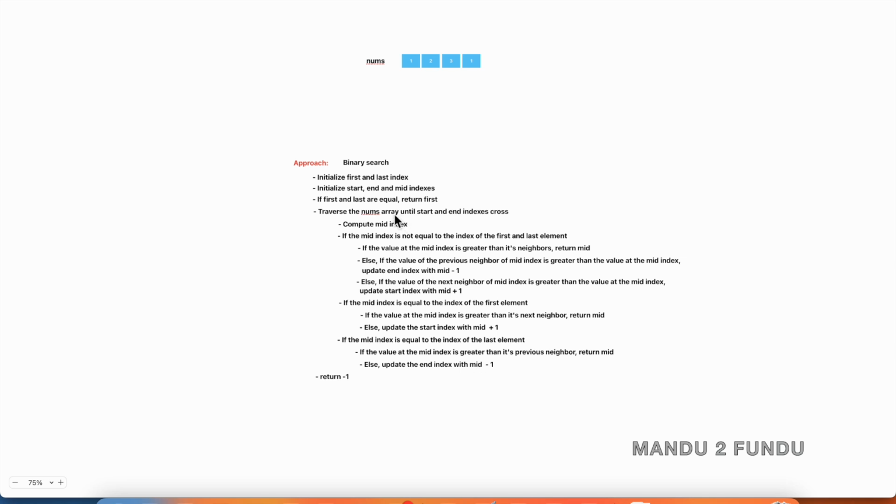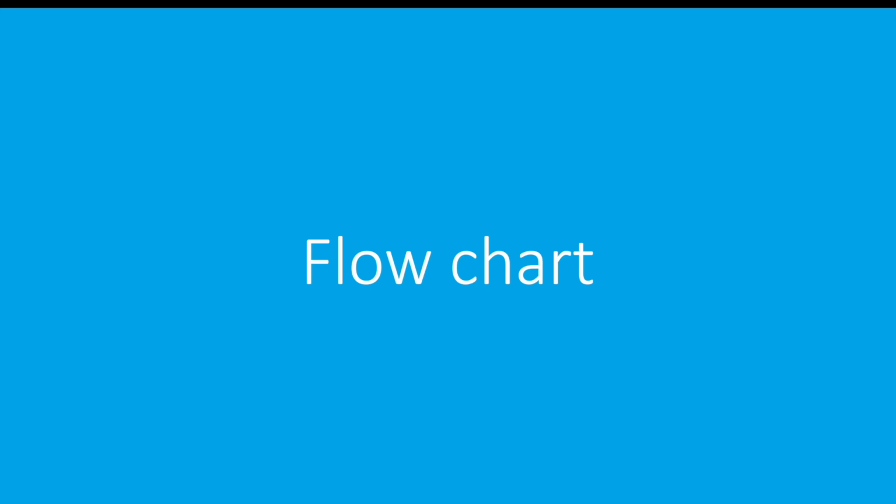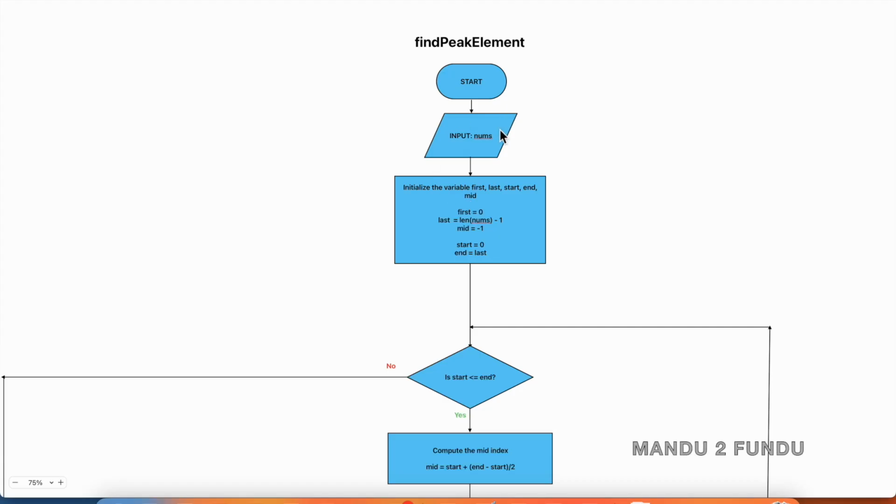We repeat this until the start and end indexes cross each other. Finally, we return -1 if we are not able to find the mid index which is greater than its neighbors. Let's look at the flowchart. The input for this procedure is nums array.